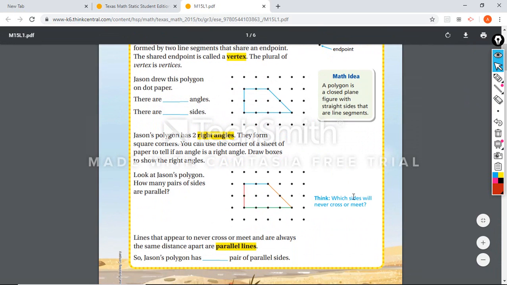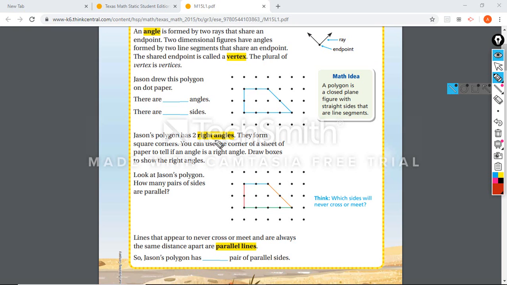Let's look at the next part. We're still going to be looking at Jason's polygon. Jason's polygon has two right angles. They form square corners. You can use the corners of a sheet of paper to tell if it's a right angle or not. But the way I do it here is, this is a right angle right here. When you have two line segments that form this side, this is the way you mark a right angle. You indicate it with this little shape right here. Notice how this angle is not the same as this one, and it's not the same as this one. Okay. These are right angles.